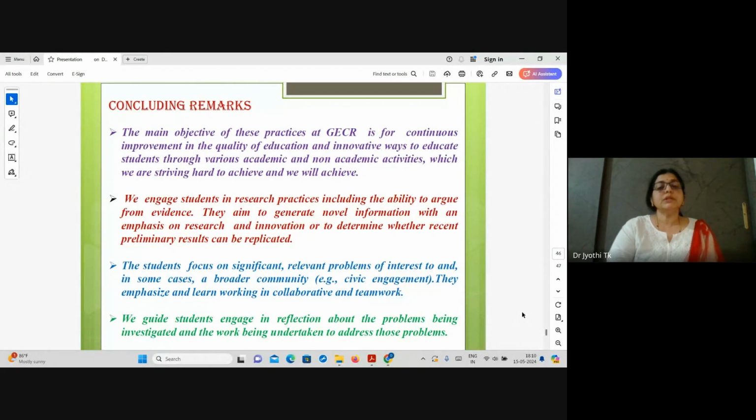We engage students in research practices, including the ability to argue from evidence. They aim to generate novel information with an emphasis on research and innovation, or to determine whether recent preliminary results can be replicated. The students focus on significant relevant problems of interest to, and in some cases, a broader community. It should help the community. They emphasize and learn working in collaboration and teamwork. We guide students to engage in reflection about the problems being investigated and the work being undertaken to address these problems.